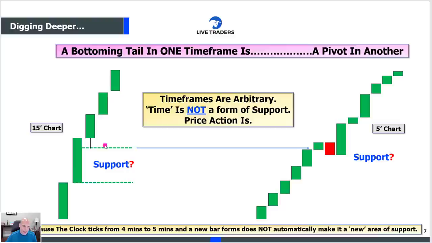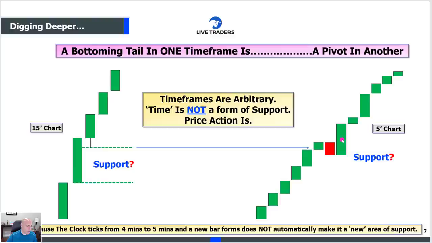What happened? What caused support here? The battle that was waged right there, and the buyers won. Sellers tried to creep in, right? Selling pressure increased on this red bar. Sellers crept in and said, we're going to take over now. Buyers said, I don't think so. So this stock was tested and it passed the test. It reconfirms the strength of the stock.